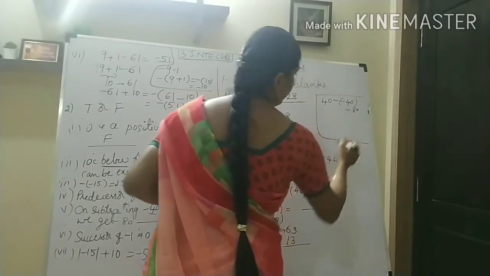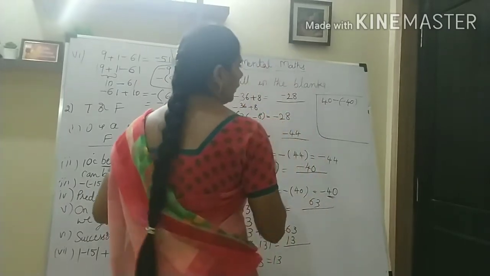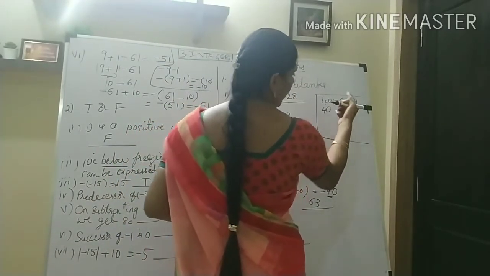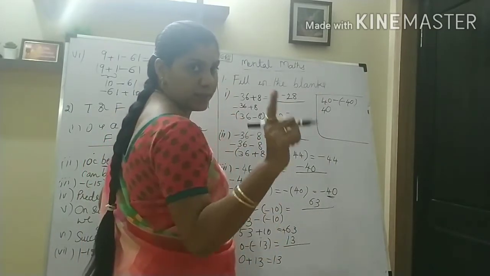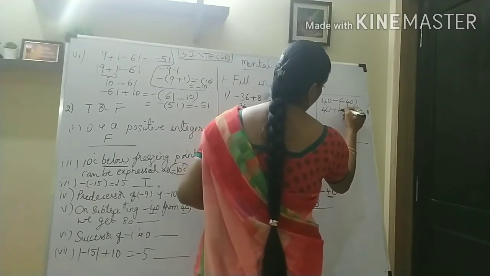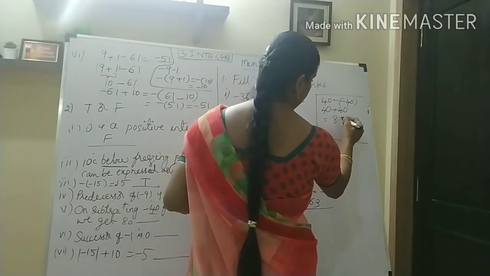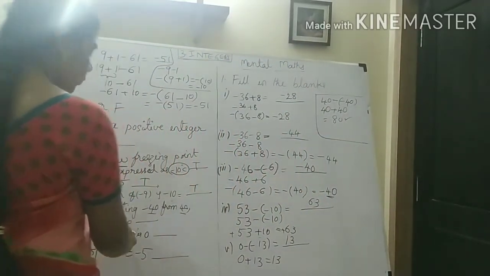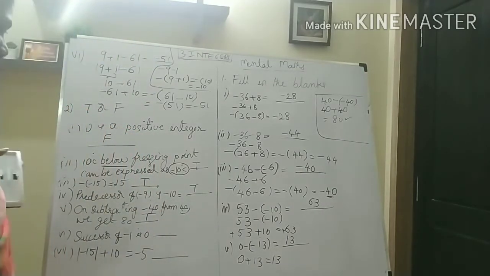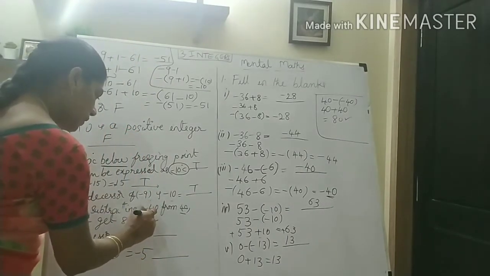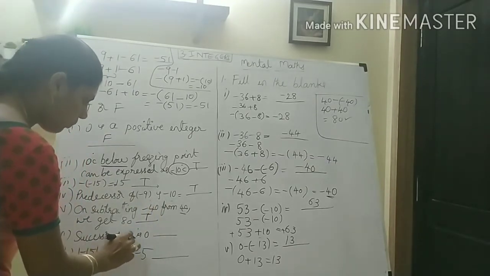Now see whether we are getting 80 or not. So 40, apply this minus and remove the brackets. Minus into minus, plus 40. Now how much here? 40 plus 40, 80. So this is your answer here. We get 80, right? So we can write this is also true.